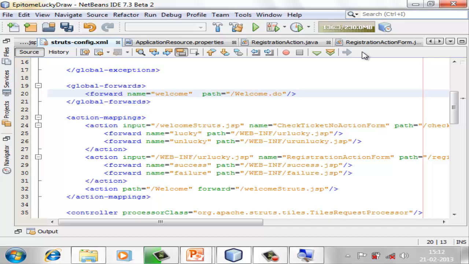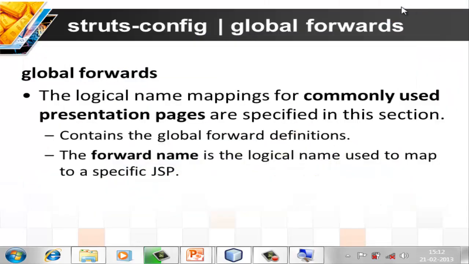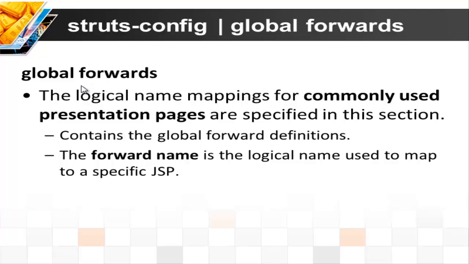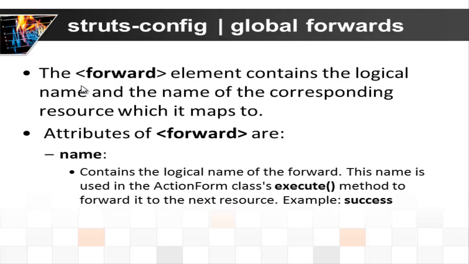So regardless of the action, suppose the user is not logged on at any point in any module, you just want to send them to a global location and then start to work from that point. In that case, you specify the forwards here. So we have two types. One is the global forward, and the other one is the local, that is meant only for a given action.